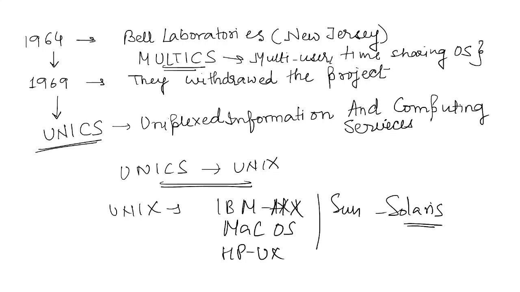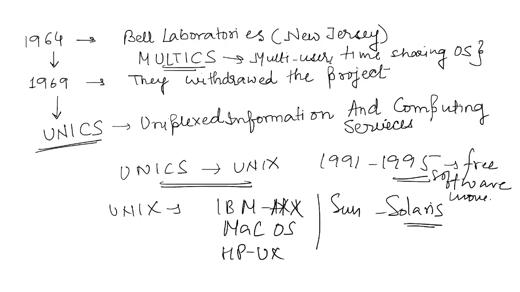Now, any questions till this point? I hope you have got a clear picture about Linux and Unix, right? Yes, okay. Now it would be good to know that at that time there was a movement going on. Around which time was the movement going on? 1991 to 1995. What was this movement? This movement was the free software movement.